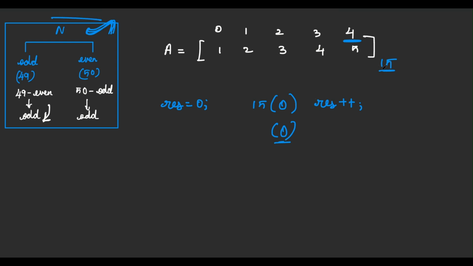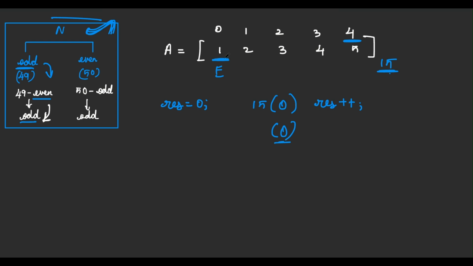Now 15 is the whole subarray. Let's try and remove 1 from it. 15 is an odd number. If we remove an odd number from it, will it result in an even number or an odd number? It will definitely result in an even number, right? That is what is being said in this concept. If the bigger number is odd and we remove an even number, then we will get an odd number.